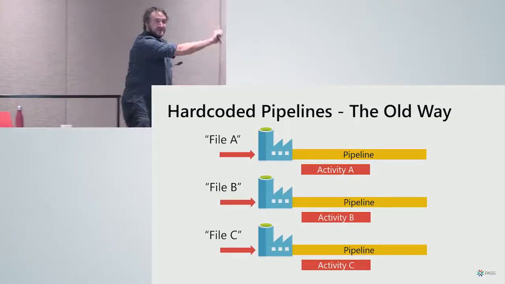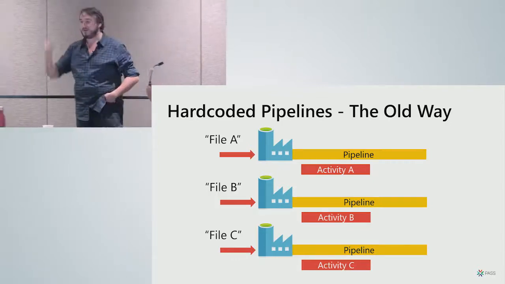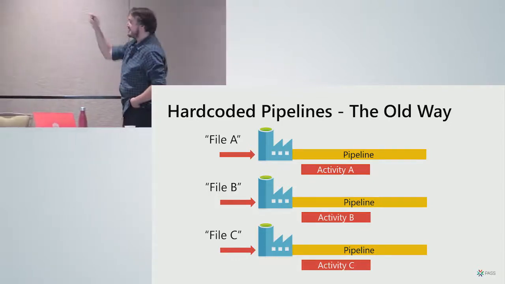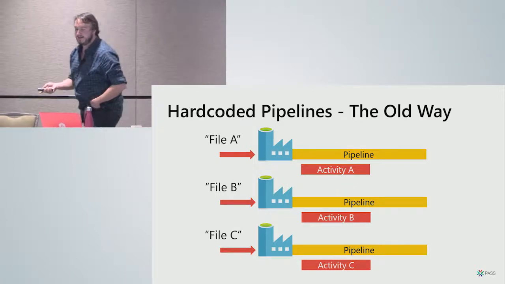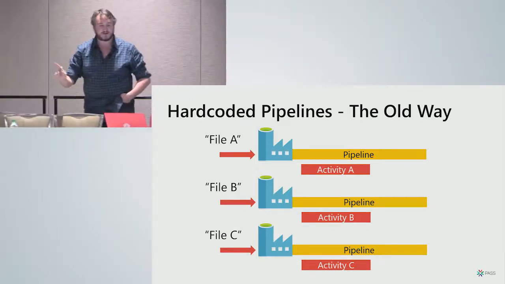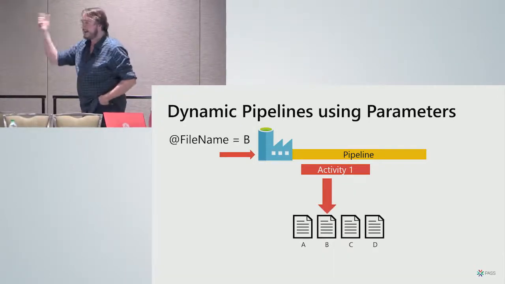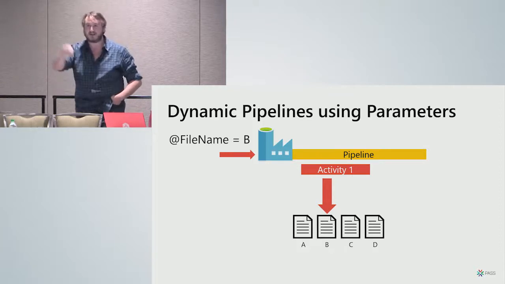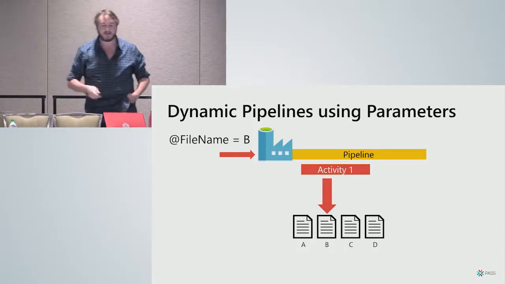This is the way we used to do things. Kind of the very SSIS way. I've got 3 different files to load. I've got 3 different pipelines, and I hard code it. And because of those things that we just saw, I can do things like pass a parameter into my Data Factory and dynamically change what it's doing. Pick a different file based on what I'm doing.